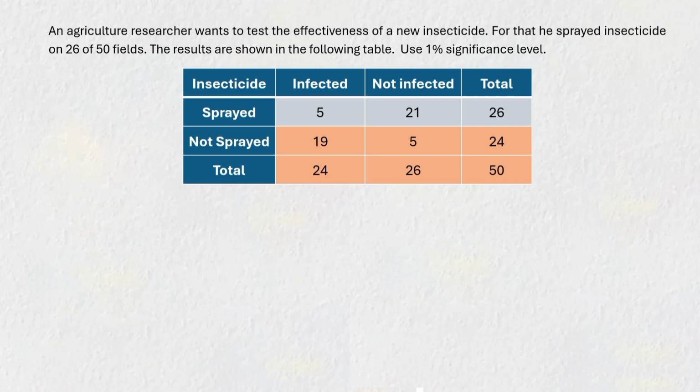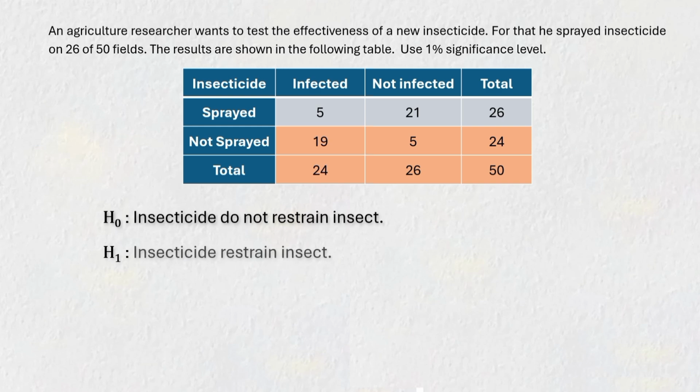First of all, we need to state the null and alternative hypotheses. The null hypothesis states insecticide doesn't restrain insects. That means insects are independent of insecticide. The alternative hypothesis states insecticide restrains insects. That means insects are dependent on insecticide.